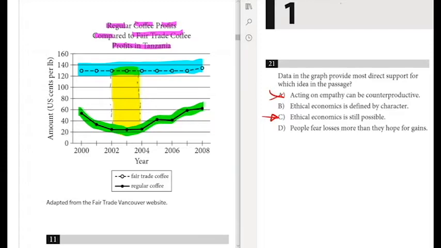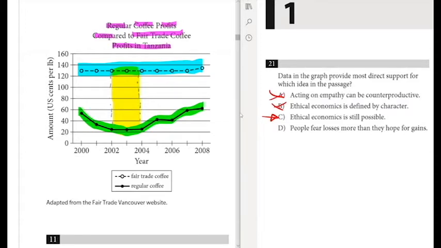So A is the opposite of what we're looking for. B says ethical economics is defined by character. Well, the graph is not telling us what defines ethical economics. It's telling us that ethical economics is beneficial. So it's just a little different than what we're seeing in the graph.